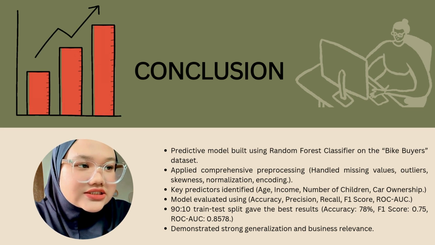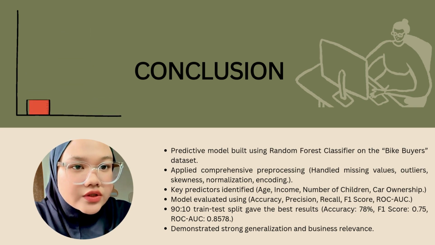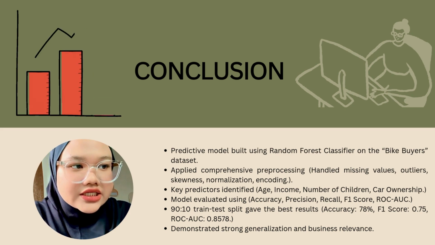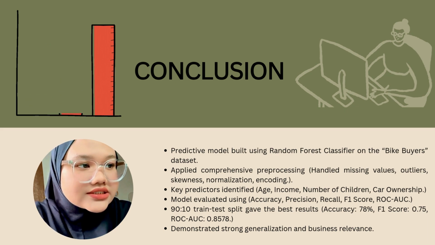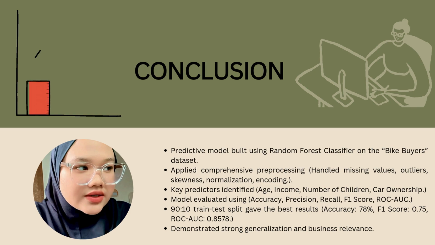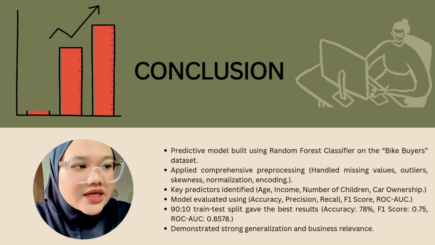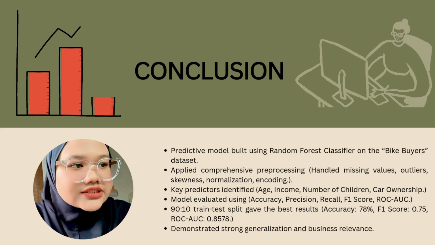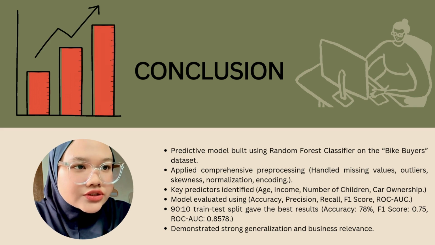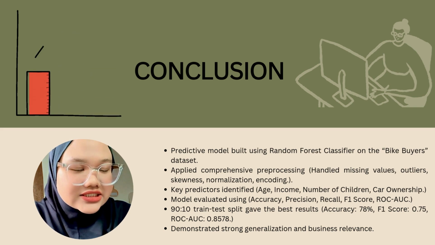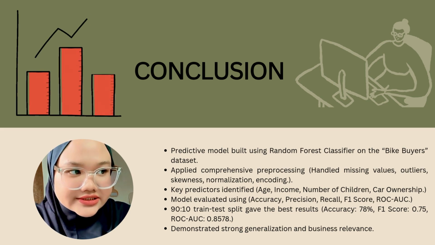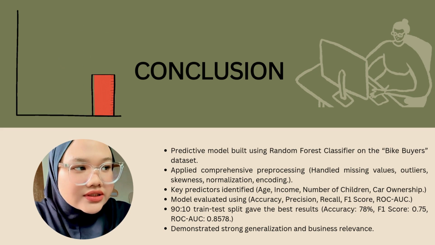Before training the model, we cleaned the data. We removed missing values and outliers, fixed uneven data using a log transformation, scaled the numbers to the same range, and changed text data into numbers using encoding. This made the data ready for training. Next, we also used a random forest to find which features are most important.